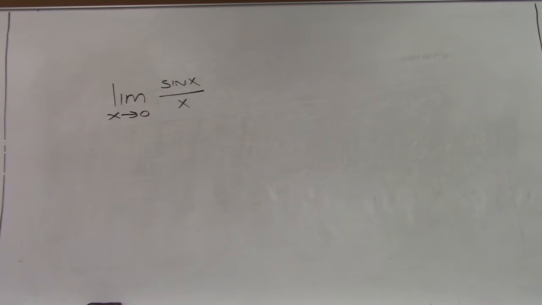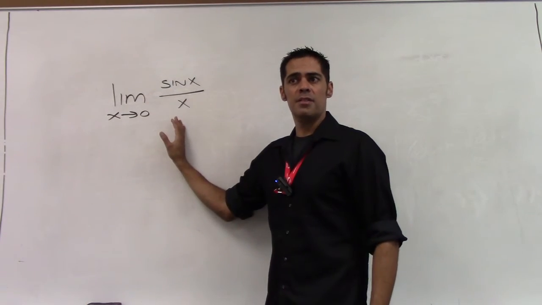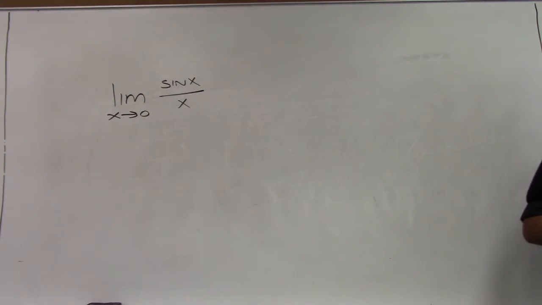There's the graph of sine x over x. You can see that as you approach 0, it's headed to 1. But there's no way to show it algebraically. It's not possible to do it with what we've been doing so far. There is a way to show it, though.